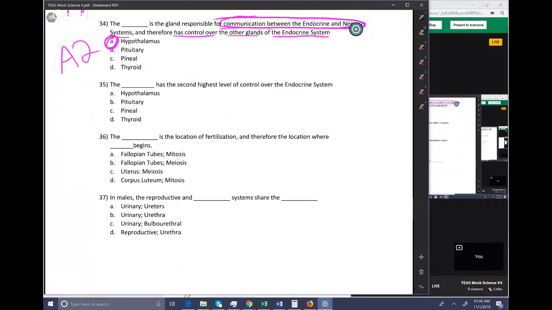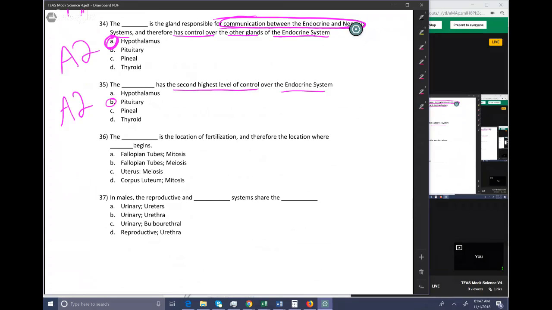35, the blank has the second highest level of control over the endocrine. That's going to be pituitary. Anatomy 2 again. This mock focuses into a little bit of biology, anatomy 1, 2, and a little bit of 3. The other mock focuses a bit more on 3 and 4, so they're kind of meant to be almost complementary in a sense. They are the right length. They are the length of the real test, so you will score this as normal, but you'll see more 3 and 4 coming from the other. Mock 5 is the other one.